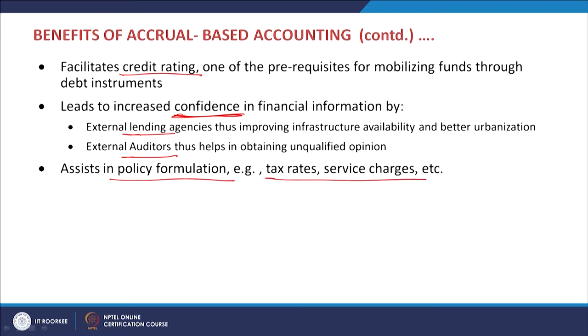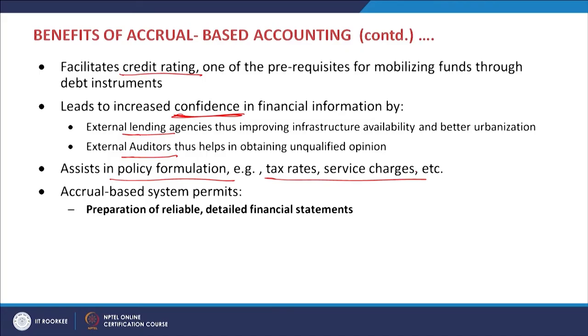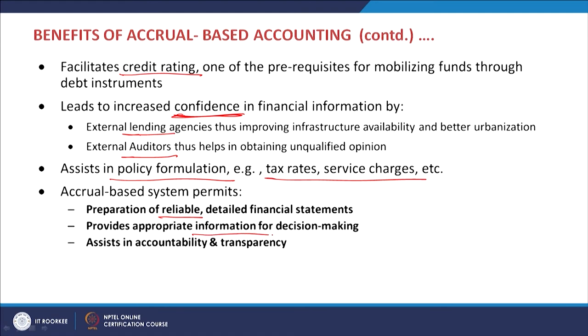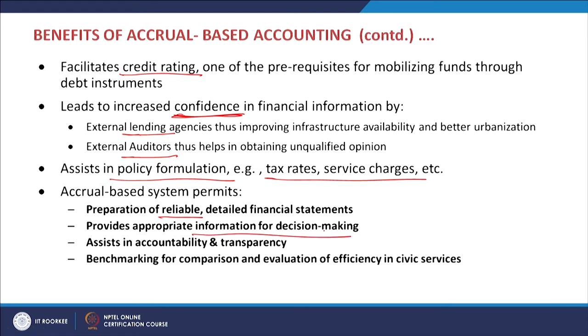In the last two lectures we discussed the conventional and non-conventional financial revenue sources. Out of that you have seen tax rates and service charges. So, from this accounting system, in a transparent and systematic way, you can track the major revenues from the tax base and non-tax base, service charges, etcetera. The accrual based system, as we have already told you, is a reliable system, and it gives information for decision making, transparency, and accountability.